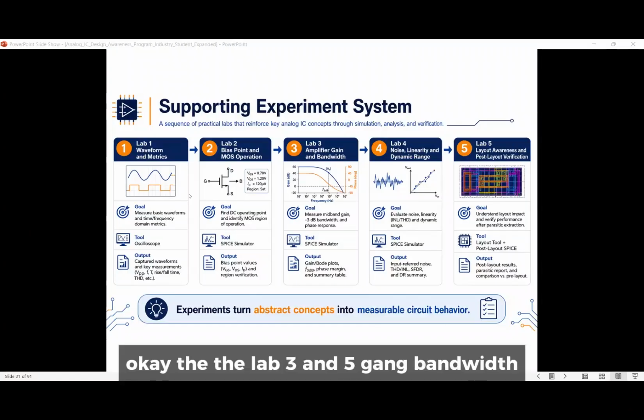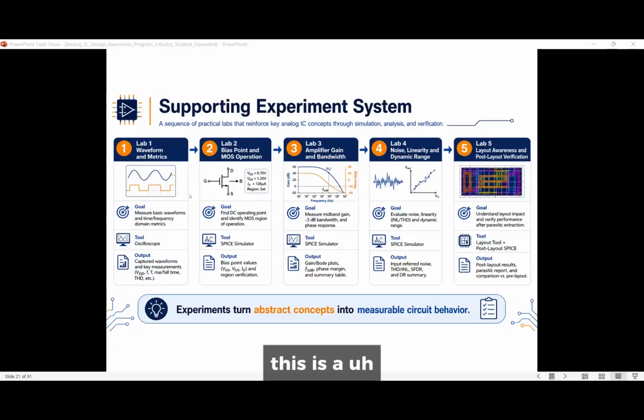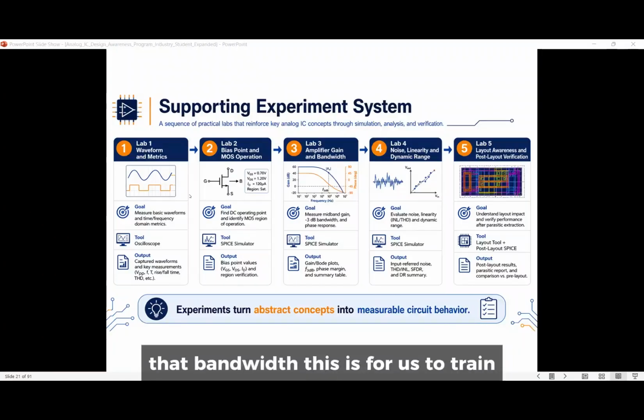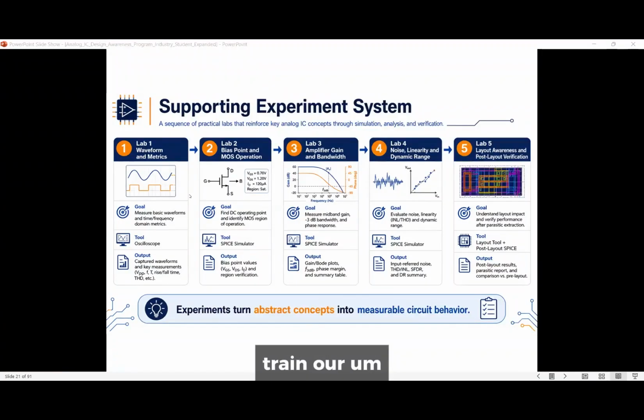Okay, lab 3: amplifier gain and bandwidth, an iterative design process. When we have higher gain, we normally sacrifice bandwidth. This is for us to train our thinking on the trade-off.